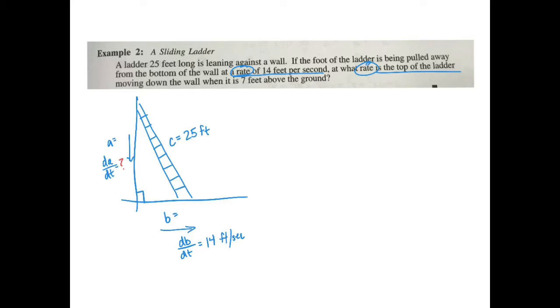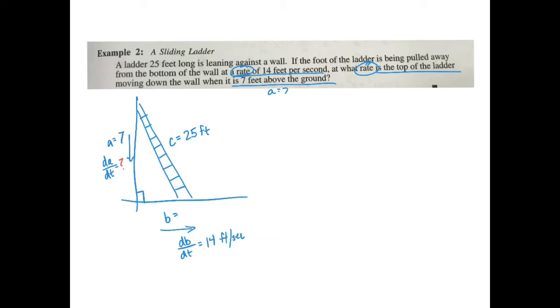When it's moving down the wall, when it is 7 feet above the ground. So 7 feet above the ground would be my vertical part, so, you know, like on the wall kind of thing. So that'd be the A. A equals 7. So I've got a lot of information. There's still more information that I can find out.